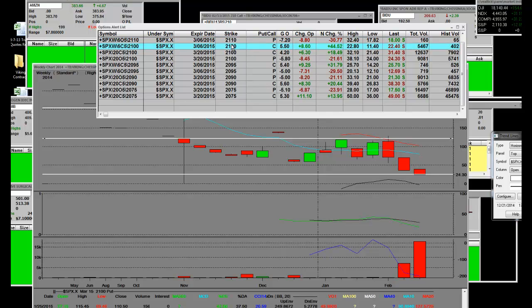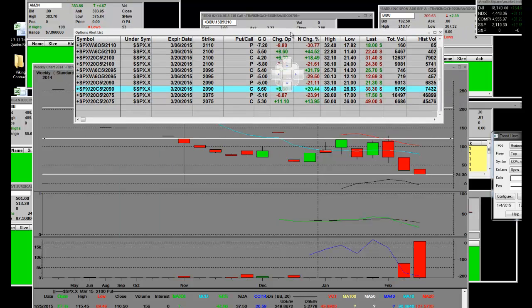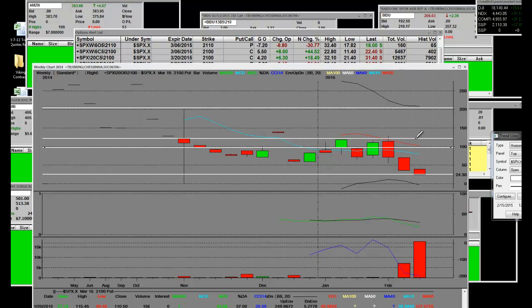We have a weekly 2100 call. We've covered the call for 320, 2100 call, 2100 put, 2095 call in the money, and we're buying the 2095 put. Here's the 2090 put that we're buying on a monthly, and this is the 2090 call. That's totally inflated in value, and these are the options that we're going to be trading on this S&P 500 index.